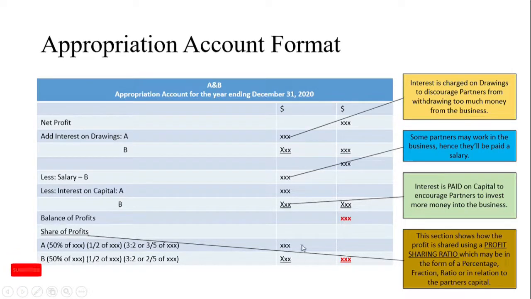So you do the share of profits in the first column, right? So A gets X amount, B gets X amount. Now when you add back these two figures, you are supposed to get the balance of profits figure, because guess what? This is the figure that you're sharing up. So after you share it up, it's supposed to come back to this figure. So this figure and this figure should be the same. That is why they are in red. And then you can put your double line there. And the appropriation account is finished. All right.